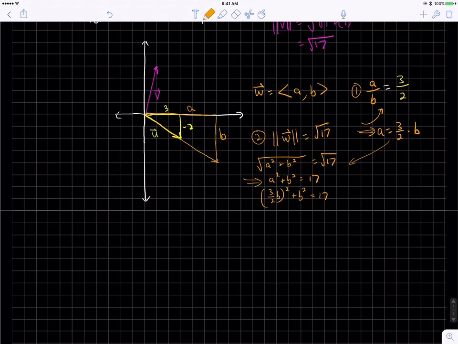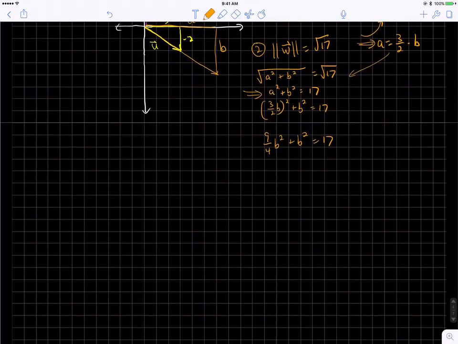If I square that, I get 9/4 B squared plus B squared equals 17. Now I can solve this equation for B. So this is like 4/4, right? I'm going to add those together, and I get 13/4 B squared equals 17. I get B squared equals 4 times 17 over 13. There's a reason why I'm not multiplying the 4 times the 17.